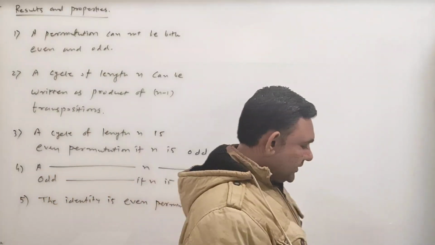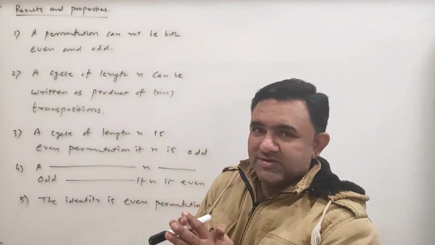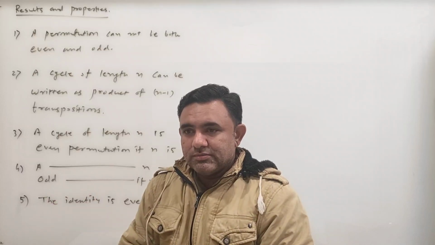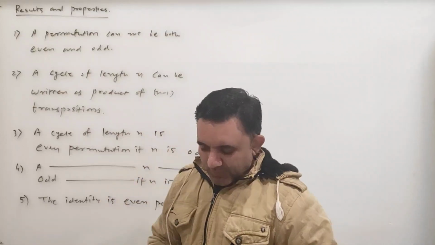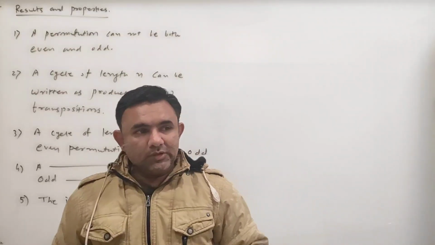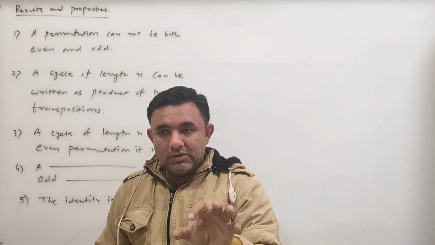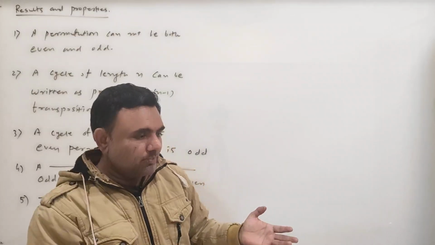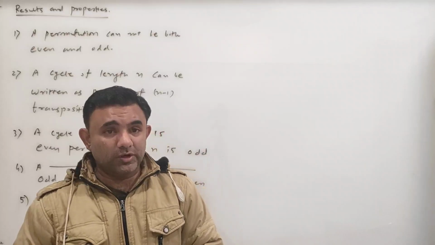It will be interesting to observe, if you have two permutations, then we have 4 cases: both are even, both are odd, one is even and the other odd, or odd and even, right? So if you are given 2 permutations, one even and one odd, then what will be the product, whether it is even or odd? If both the permutations are odd, then what can you say about its product?